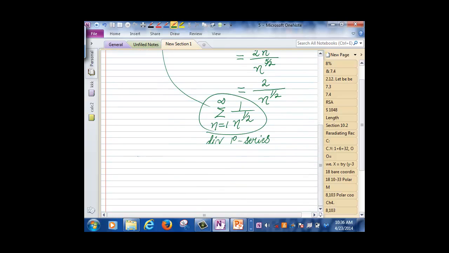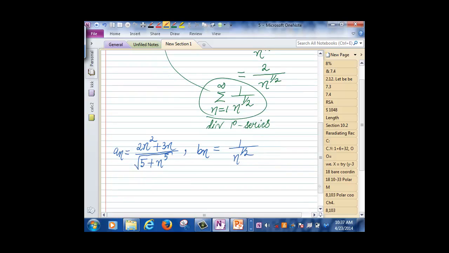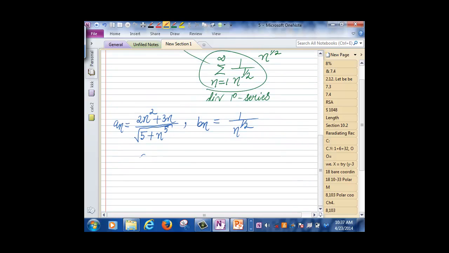So here I have 2n squared plus, what was it again, 3n, divided by 5 plus n to the 5, square root of that. I'm going to call that a_n, okay? Call that a_n. And I'm going to call b_n to be 1 over n to the half. And I'm going to take the ratio of a_n and b_n.